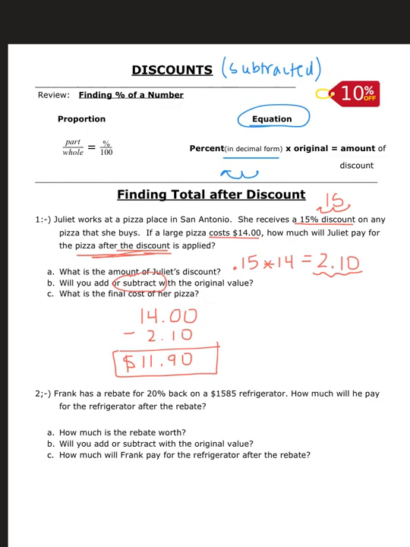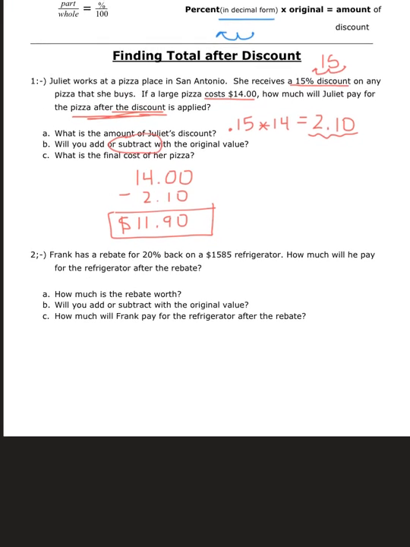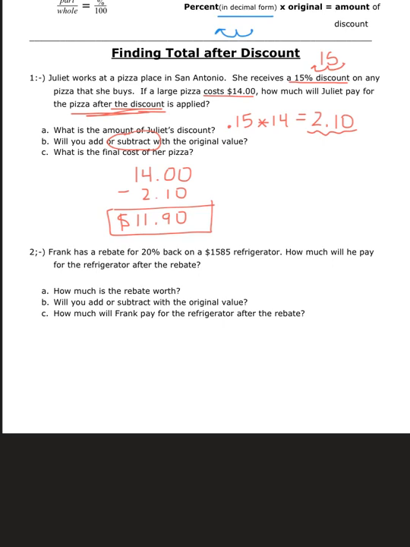All right, moving on to number 2. Frank has a rebate for 20% back on a $1,585 refrigerator. So 20% back, and the refrigerator costs $1,585. How much will he pay for the refrigerator after the rebate? So we're going to apply the rebate on this one as well. How much is the rebate worth? So if we take the 20%, our decimal is at the end when you don't see one, move the decimal 2 places to the left, that gives us 0.20.